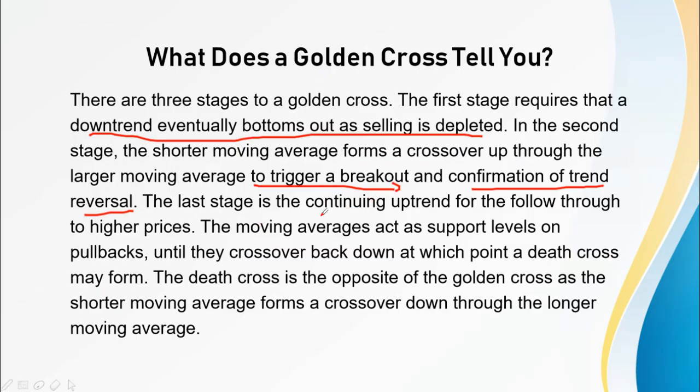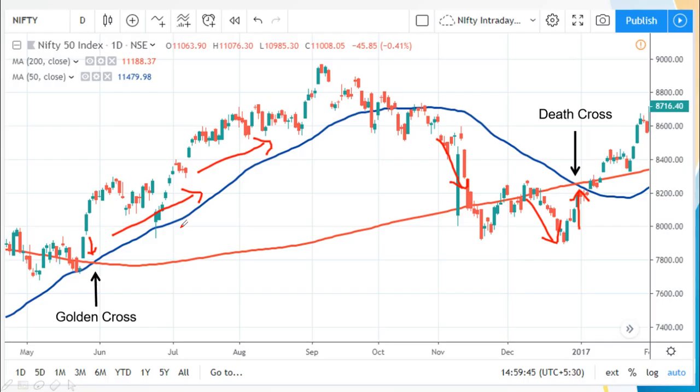and the last stage is the continuing uptrend for the follow through to higher prices. Here we see that after a golden cross, there's been a deliberate upward movement until it plateaus around here. It hits a peak in this area and then it plateaus, slowly going down.